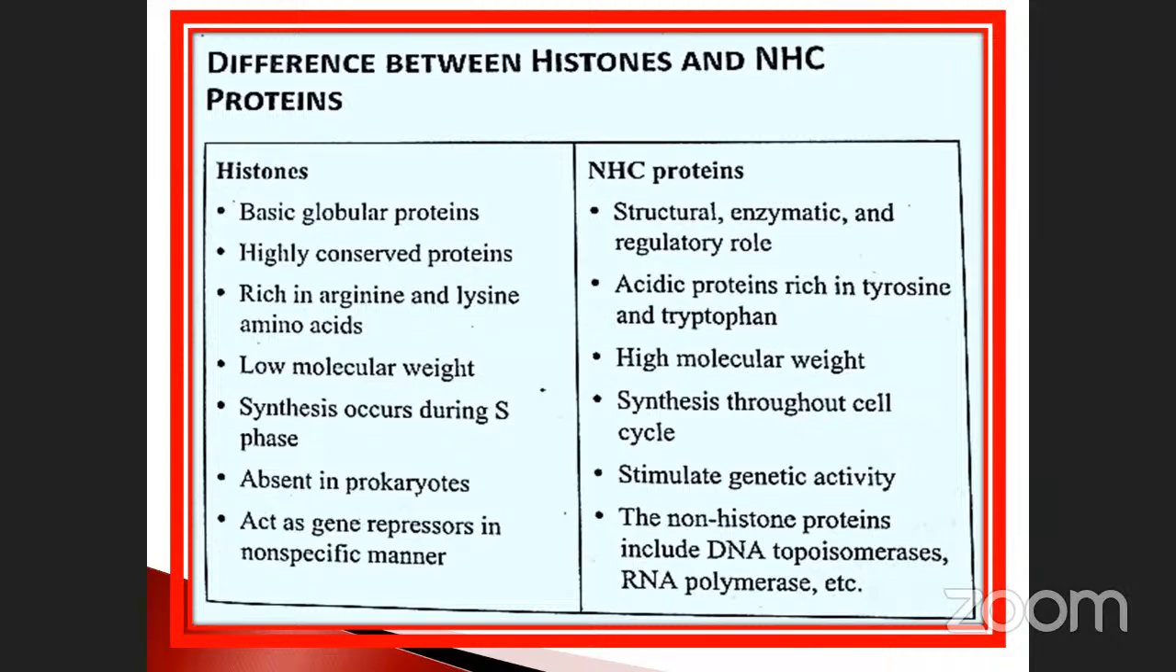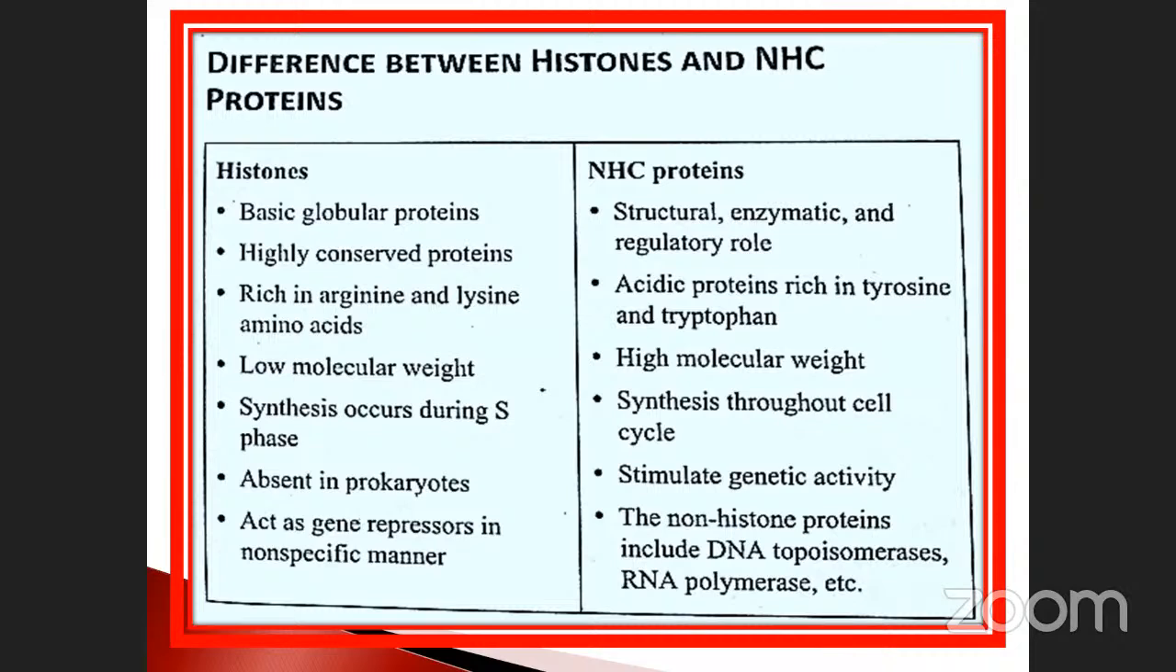This is very, very important. The non-histone is an acidic protein, rich in tyrosine and tryptophan. These are all aromatic amino acids present in the non-histone complex. But histone protein only contains basic amino acids like lysine. This is very, very important, my dear students. So many times they have asked this question.